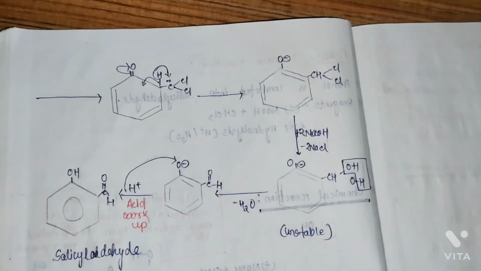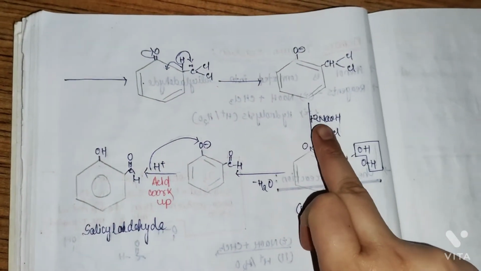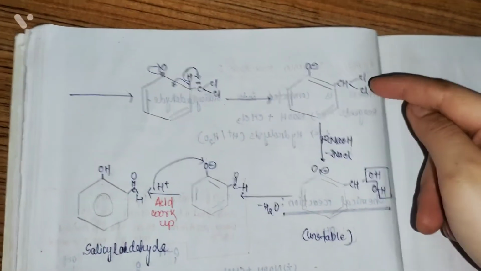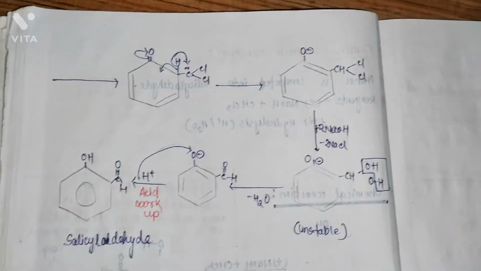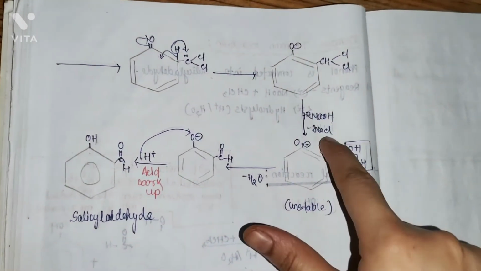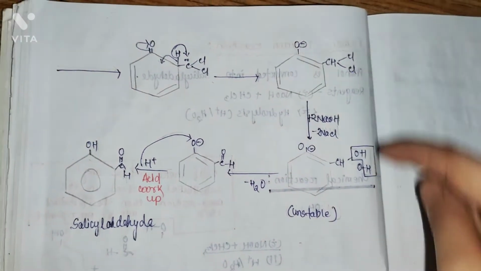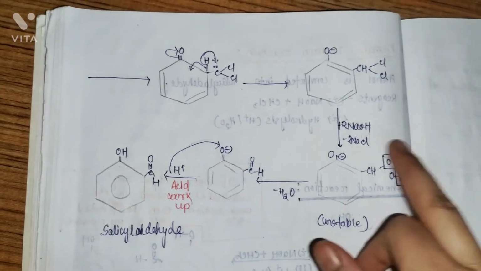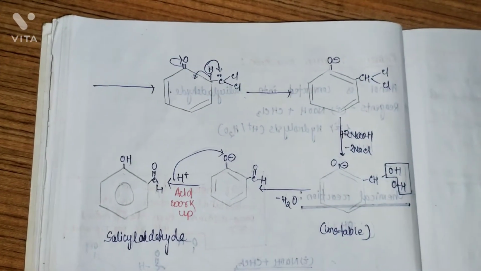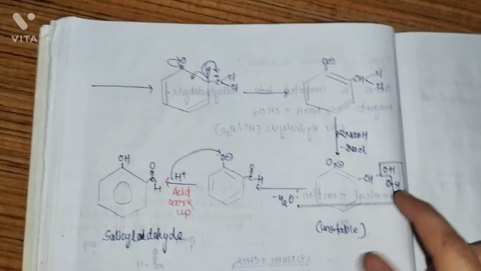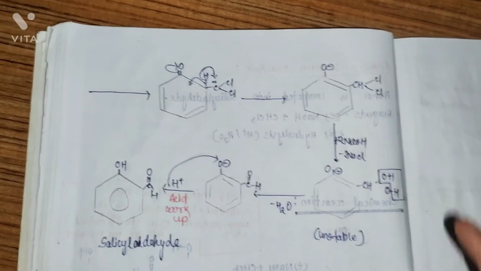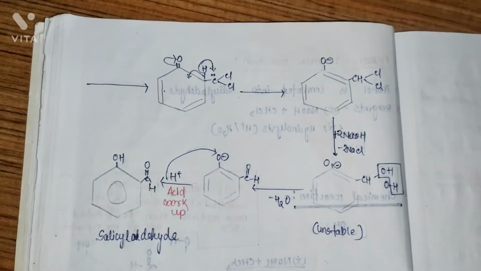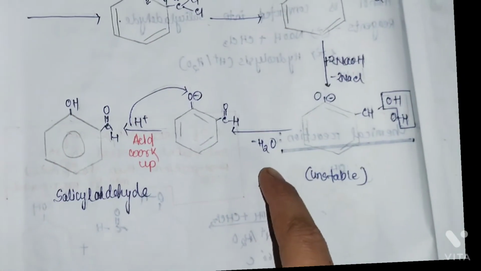Here will be a positive sign which I had not given. Here I did it. Now what will happen when 2 moles of NaOH react with this? The chlorine will be removed and the OH will replace it. So here is the removal of 2 NaCl molecules and the addition of 2 OH groups. So the H2O will be removed because this is unstable. Why unstable? Just remember that when a molecule contains 2 OH groups on the same carbon, it is highly unstable. So the water will be removed.